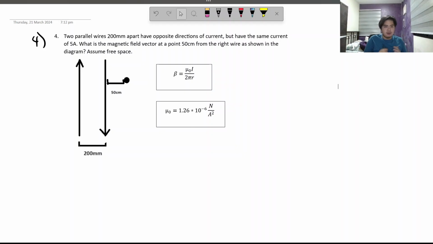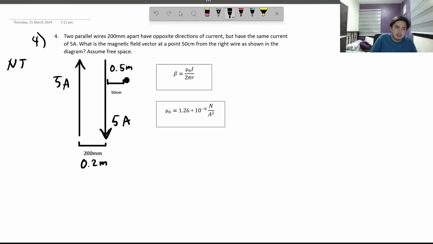Now, what is it talking about here? These have 5 amperes of current, but they're going in specific directions, up here and down here. They're 200 millimeters apart, and if we convert that into meters, we get 0.2 meters. And this is 50 centimeters apart. If we convert that into meters, we get 0.5 meters. Obviously, the diagram is not to scale, but we don't have to worry about that. This is the point. So we need to find the magnetic field vector.